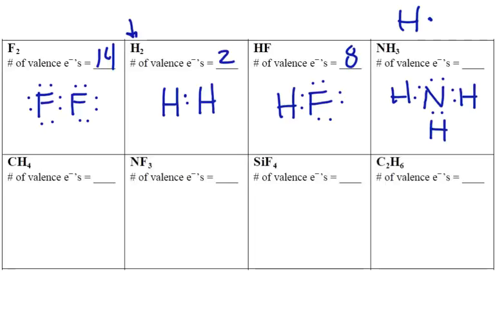We give nitrogen an octet, and we have 5 for nitrogen plus 1 plus 1 plus 1. So there really are 8 electrons, 8 dots, so this is the correct structure.